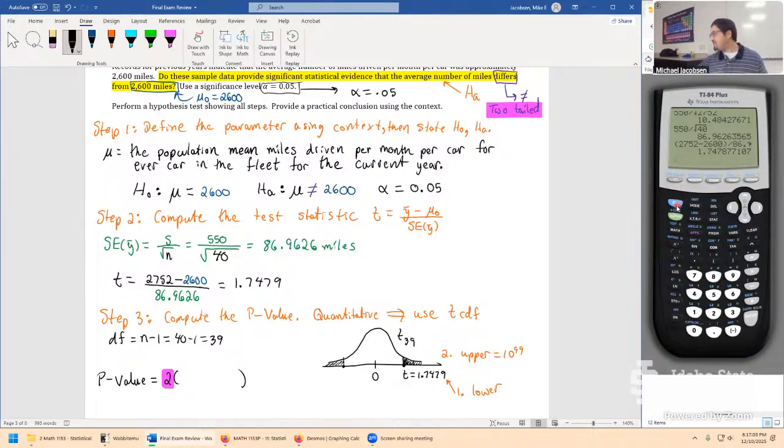So finally, hit second, vars, and go to tcdf. It's all the way down on option 6 for this one. Lower value is the test statistic, 1.7479. Upper is 10 to the power 99. And degrees of freedom is the value we calculated over here, 39. So hit enter on all that information. And here's what I get.